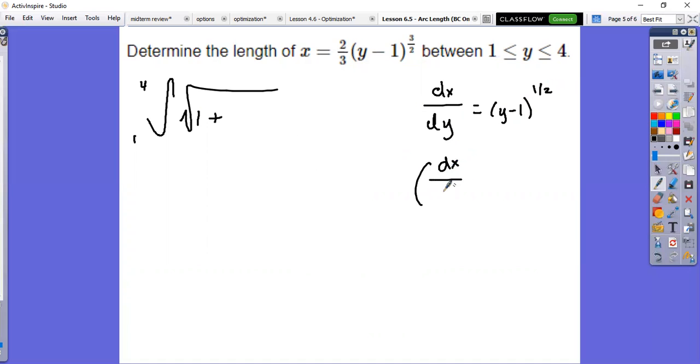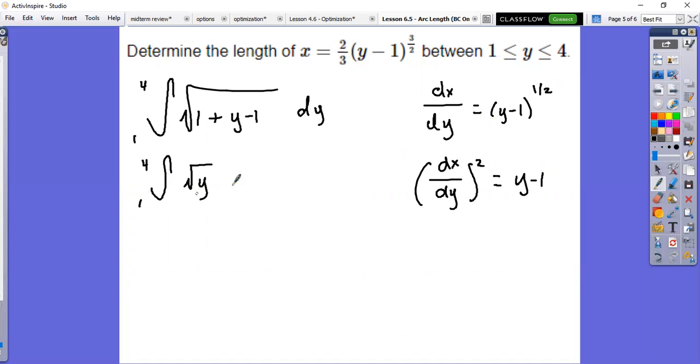So this is going to be dx over dy squared. Notice this is not the same thing as the second derivative. It is literally taking the derivative and squaring it, and that's just y minus 1. So we have 1 plus y minus 1 dy. This is the integral from 1 to 4 of the square root of y. Just to make undoing the power rule a little bit easier, I'm going to write this as y to the 1/2 dy, because remember, square root is just raising to the 1/2 power.